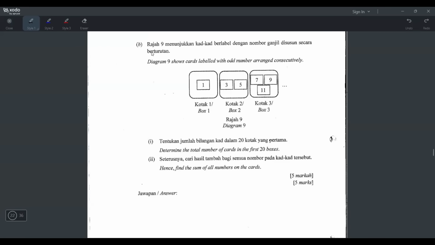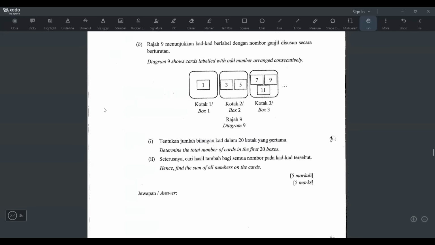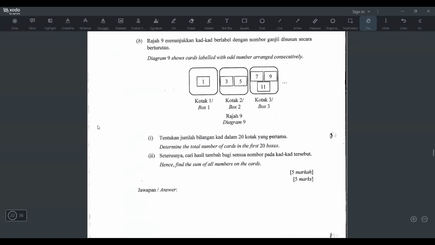Alright, there's another question here, B. So it's still progression. We are still doing Janjan punya soalan. Tapi B tak related dengan A lah. This one is like, even though it's the same question, but they are not related.